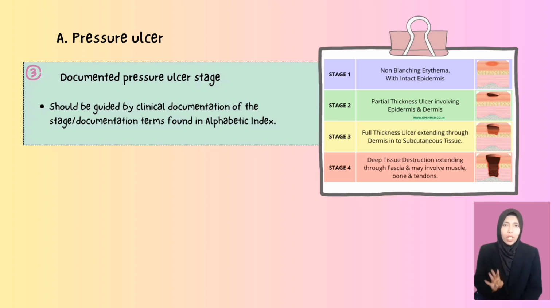There are 4 stages in pressure ulcer. Stage 1, non-blanching erythema with intact epidermis. Stage 2, partial thickness ulcer involving epidermis and dermis. Stage 3, full thickness ulcer extending through dermis into subcutaneous tissue. And stage 4, deep tissue destruction extending through fascia and may involve muscle, bone and tendons.